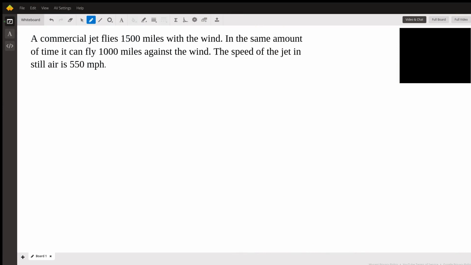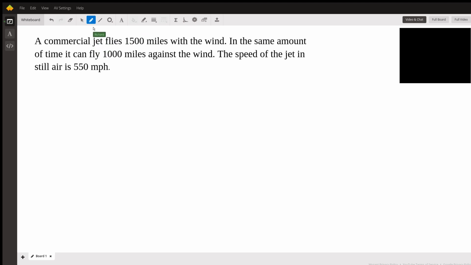This is a classic word problem involving distance, rate, time. And so it's definitely something that you want to be good at solving because you're going to see this kind of thing over and over again in Algebra 1 and Algebra 2. And you might see it on standardized tests like the SAT and ACT. So it's something you want to be good at doing.